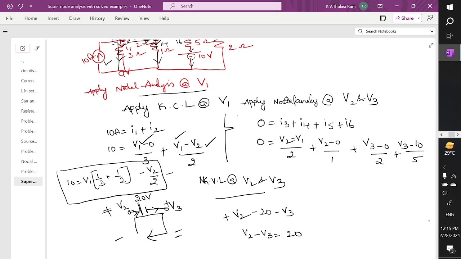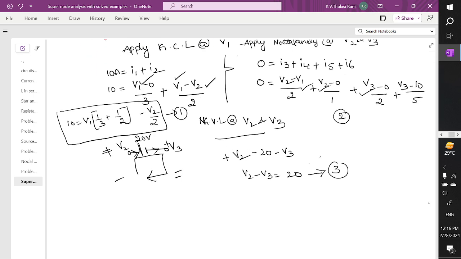So this is equation 1. Similarly, you will be getting the equation in terms of v1, v2, v3, and you will get a second equation, and this will be a third equation. Use your calculators and try to solve it.